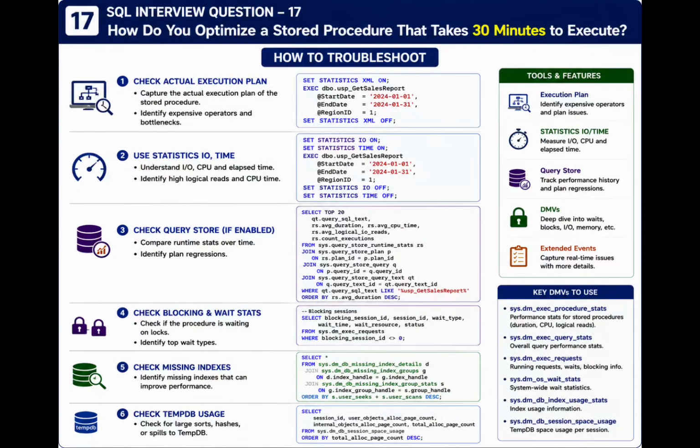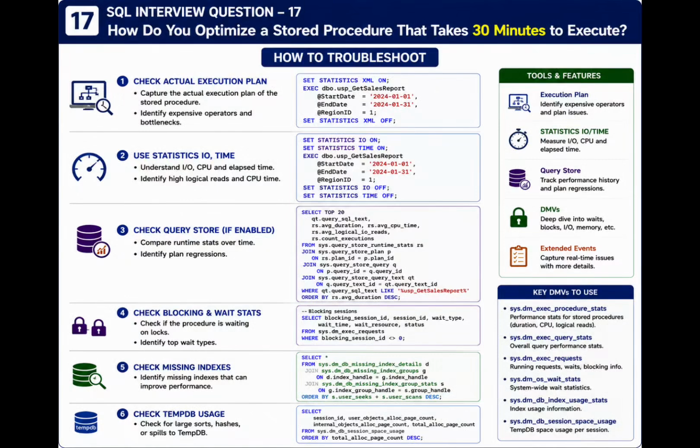Next, I enable SET STATISTICS IO ON and SET STATISTICS TIME ON. These commands help me measure logical reads, CPU time and elapsed time. So instead of guessing, I use actual performance metrics. Then I check Query Store. If Query Store is enabled, I compare today's execution plan with the previous successful execution plan. Sometimes SQL Server starts using a different plan, which causes performance degradation.